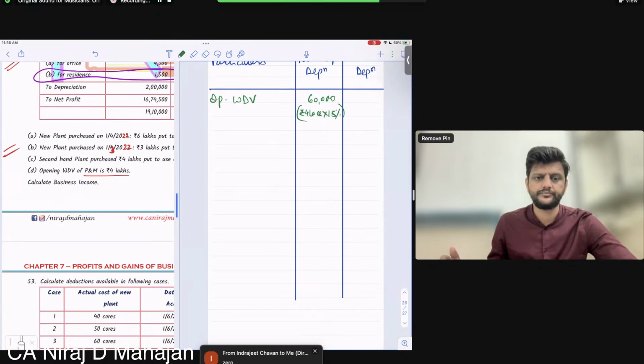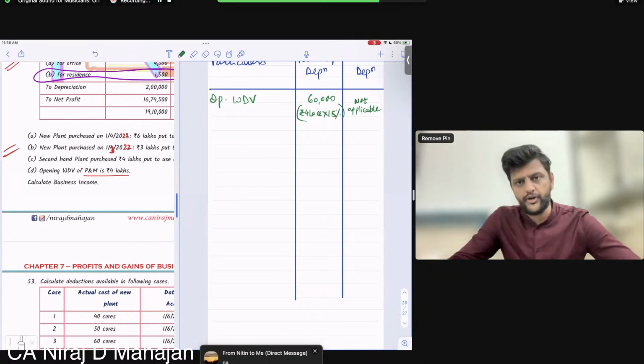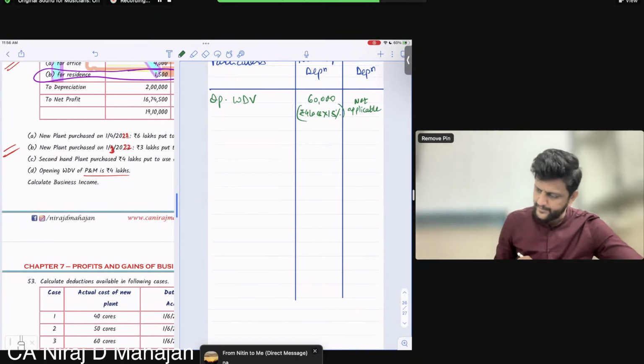Okay, Indrajit. Good. Because we give additional depreciation but only for new assets, and that also in the first year of put to use. Simple. Clear? Good. Nice. Happy.